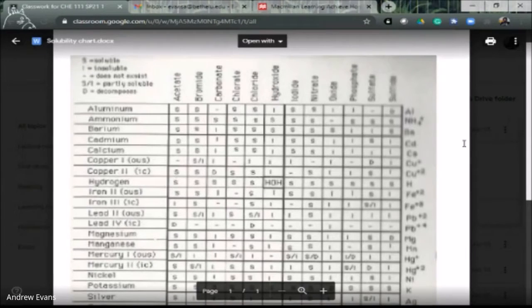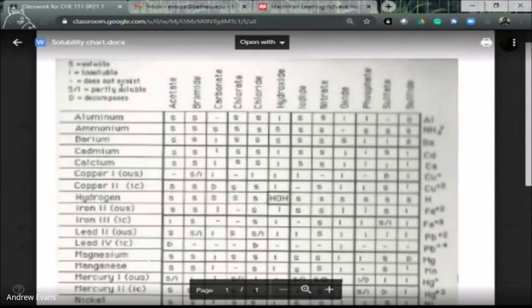And so how to read this? In the top left corner, you see the little designation. S, I, dash, S/I, and D. So this actually has a little bit more information. S does not mean solid. S in this case means soluble, so it will dissolve. I means insoluble, or will precipitate.